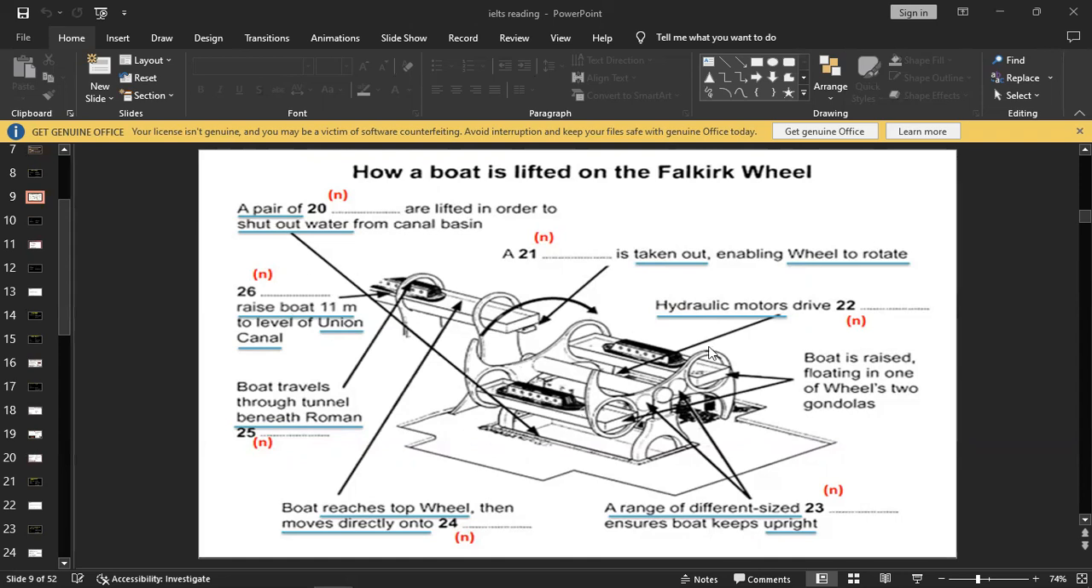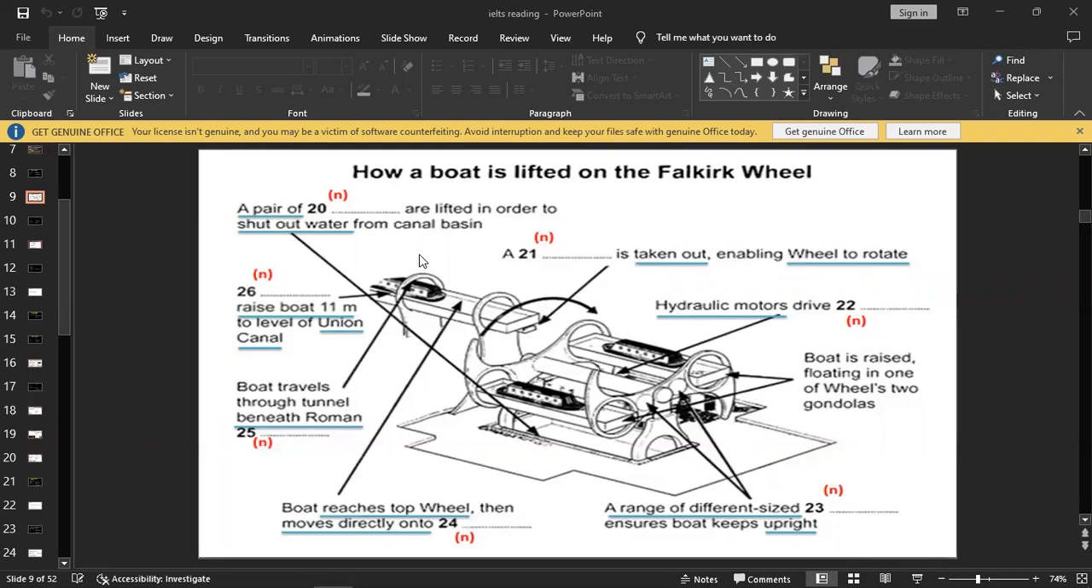You will get a picture and there will be some sort of filling the blanks according to different parts of that machine here. So you have to read the passage and find out the names of these parts, what name is given for them. For example, this is the thing that is taken out enabling wheel to rotate, which part is this, what is its name. So these are all sorts of labeling process.